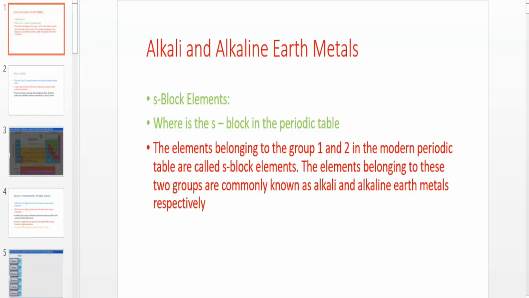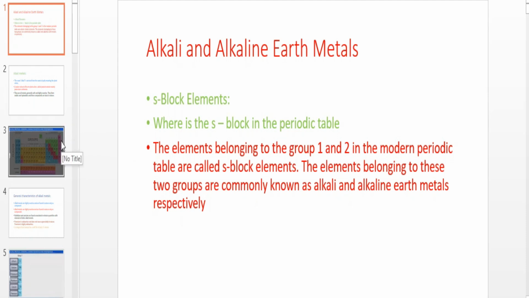Let us study about alkali and alkaline earth metals. Okay, you know the periodic table. This periodic table is divided into four blocks: S block, P block, D block, and F block, isn't it? You know where this S block is located. Where is this S block located in the periodic table? This S block is located in the first and the second group in the modern periodic table.